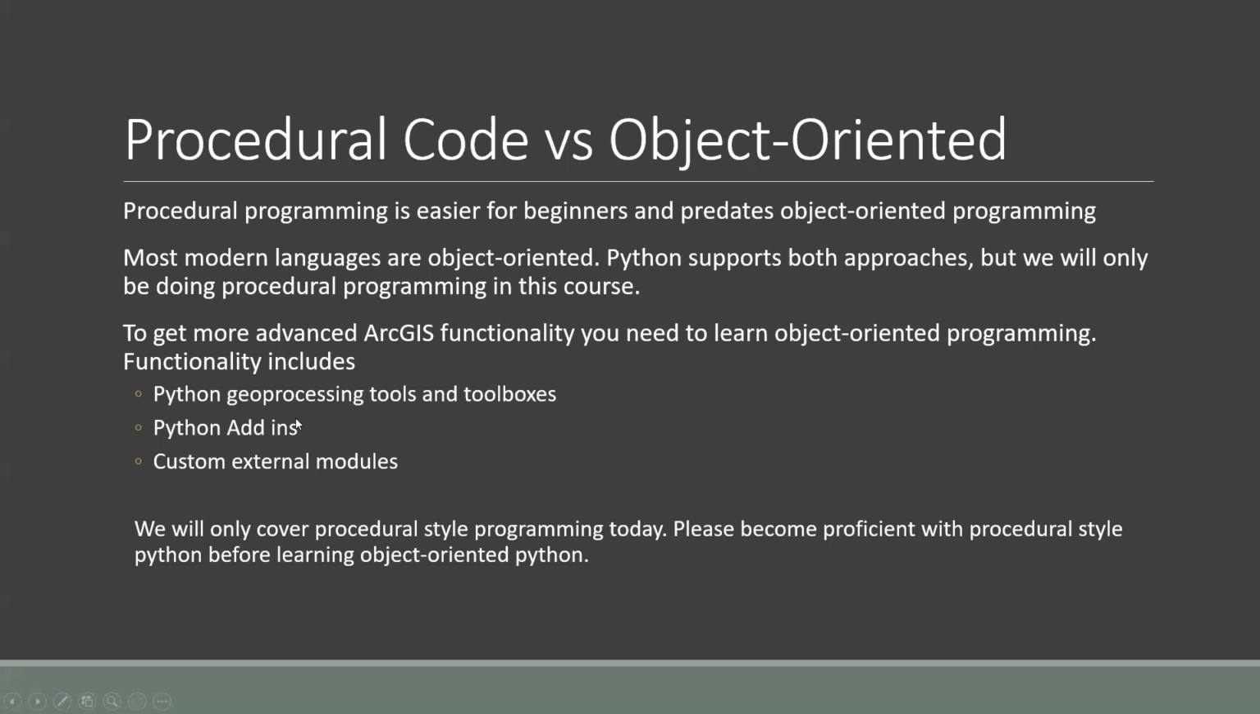Common functionality that you need to know object-oriented for: if you ever really want to write your own Python geoprocessing toolboxes, you're going to need to pick up object-oriented. Similarly, Python add-ins. I know that Pro doesn't have these right now, but I imagine they're probably on the horizon. If you need to develop add-ons for ArcMap, it is a requirement. Additionally, if you get really deep into it and your code gets very big, you're going to want to use external modules.